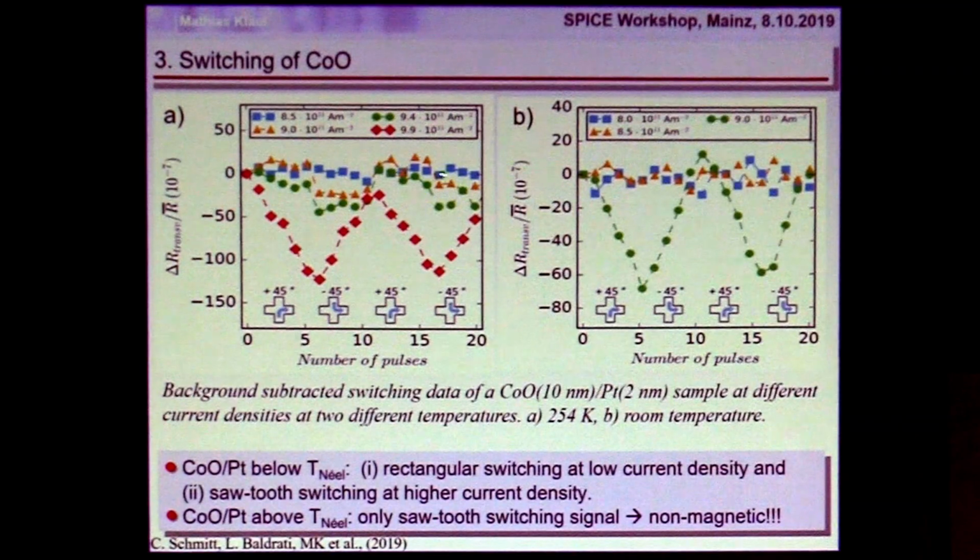So this here apparently is an effect that has to do with the magnetic switching, and this one here occurs above the Néel temperature, where obviously there's no magnetic switching happening. So this can be attributed to the structural changes, and the rectangular switching can be attributed to magnetic switching. And this is also in line with our PEEM observations of the direct Néel order reorientation.